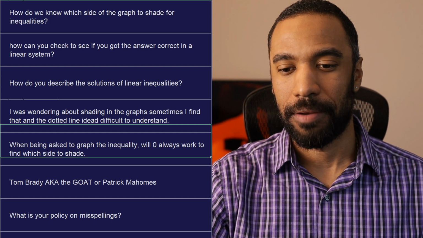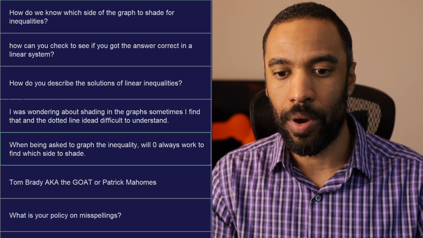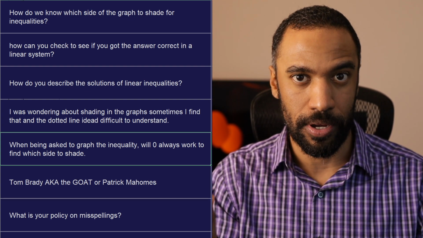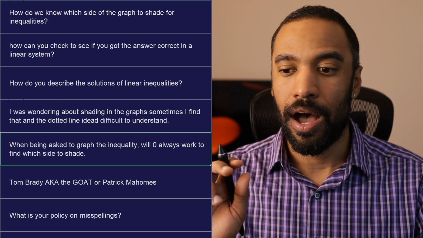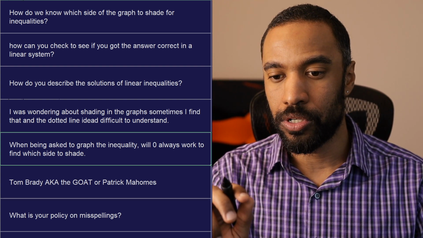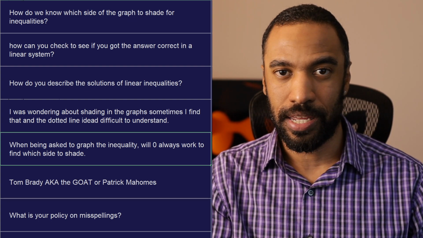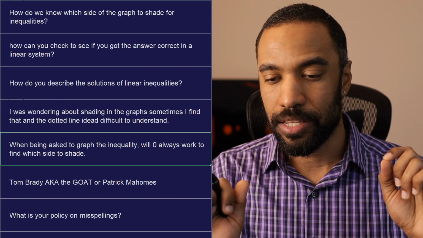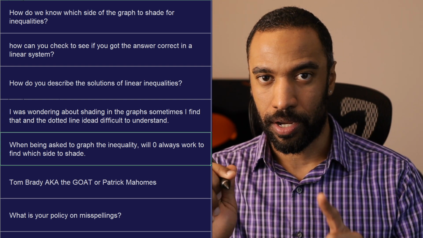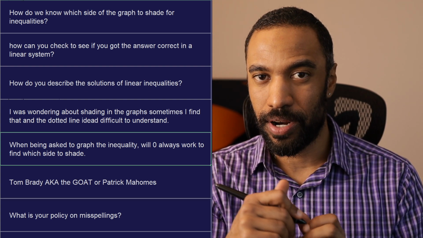All right. When being asked to graph the inequality, will 0 always work to find which side to shade? So this is more of the testing points kind of question that we talked about before. When you say 0, I assume you mean (0, 0), because when you said shade, I assume you're talking about two variables, and we need an x and a y. So the answer is no. It's not always going to work, and I'll show you when and why. But should you always consider it first?